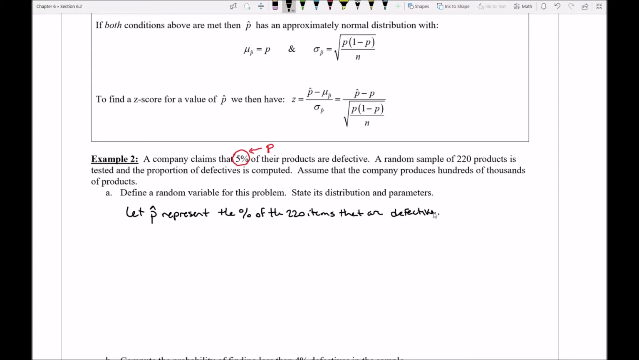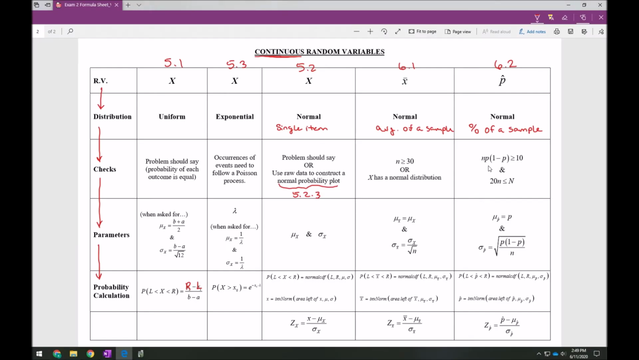Okay, so a lot of different p hats could come out of this. If I was to run this sample with my 220 objects and you were to do it with a different 220 objects, we may not get the same percentage back. So again, some p hats are more likely and some are less likely. But what distribution do they have? Well, according to the formula sheet, we know that p hat has a normal distribution, and we know that when we actually do these two checks.